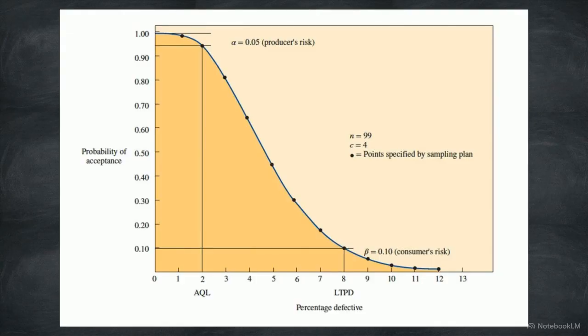This curve visualizes the two inherent risks in any sampling plan. Alpha is the producer's risk, the statistical probability of accidentally rejecting a perfectly good lot. Down at the bottom is beta, the consumer's risk. This is the probability that you accidentally accept a bad lot.